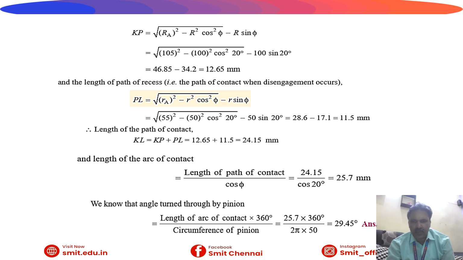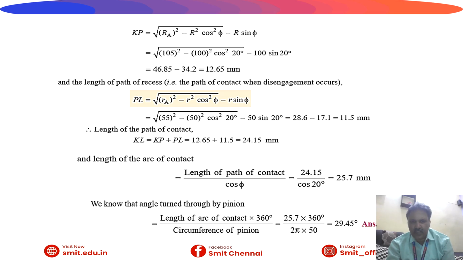Then again use the same formulas Kp and Pl that we have discussed in the previous problem. Kp formula we already know. We are using the formula and getting the value of 12.665 mm, and Pl, that is the length of path of recess, is 11.5. Length of path of contact is the summation of these two values, Kp plus Pl, 24.15. What is the length of arc of contact? That is length of path of contact divided by cos phi, that is 25.7 mm we will get.